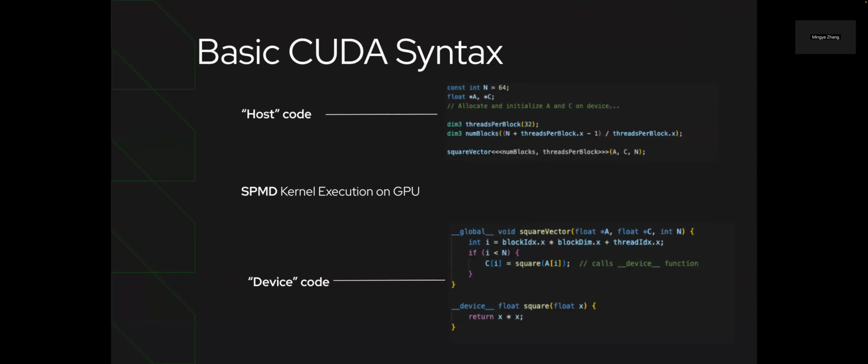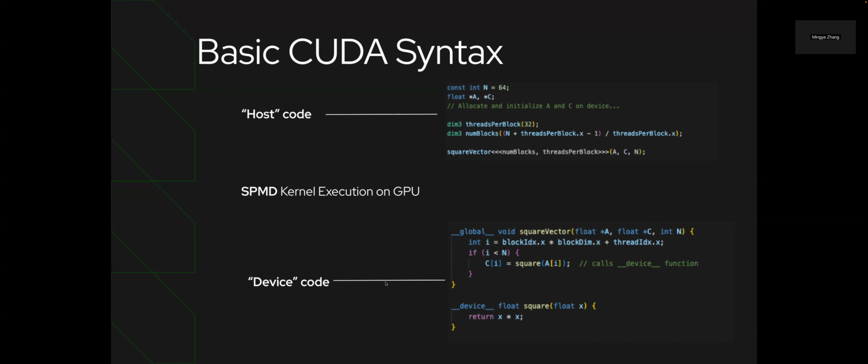So here is some basic CUDA syntax. On top, we have host code, which is the code I'll be running on the CPU. And here you can see the threads per block, which is something that we have to define in order to launch a kernel, and I'll discuss it in more detail later. And then we need to define the number of blocks for which we want to launch in the kernel. And just FYI, a kernel in this context is basically a function that will be running on the GPU. And here we call the kernel square vector, passing in a number of blocks and threads per block, along with the parameters to the kernel.